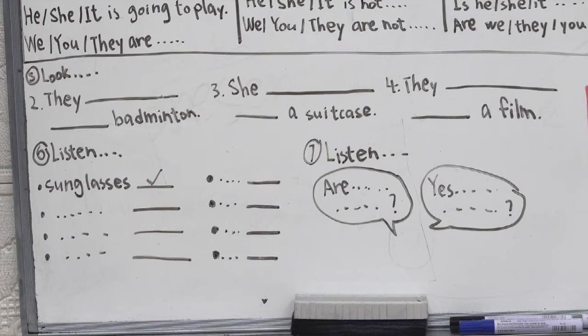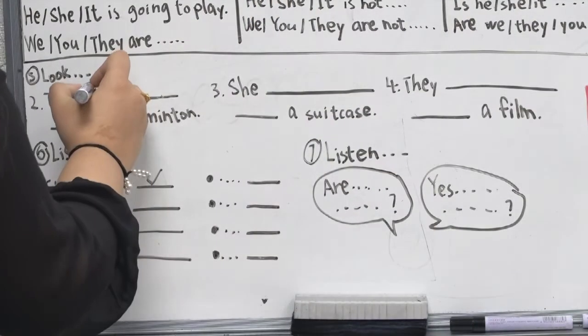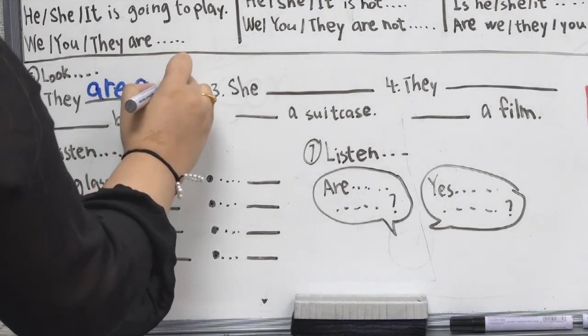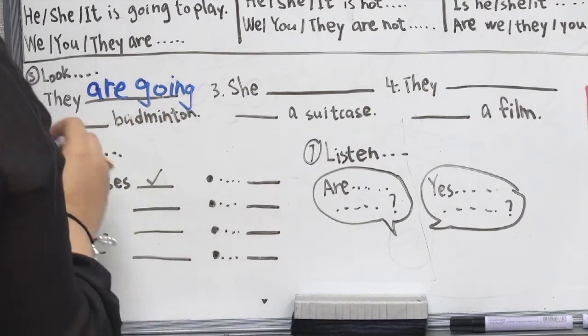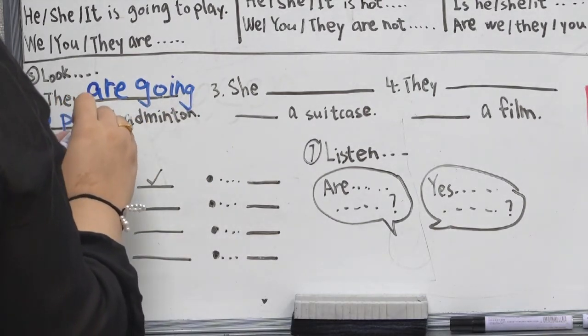Now let's have a look at 2. I'm going to do 2 with you, 3 and 4 you do it, okay? They, badminton. So what action can you do with badminton? You can buy it, you can play it, or you can watch it. All three of them, of course, are appropriate, but look at the picture. What are they going to do? Play, right? So how do we say that? Subject they, we use are, right? So we would write they are going to play badminton. Simple as that, right?